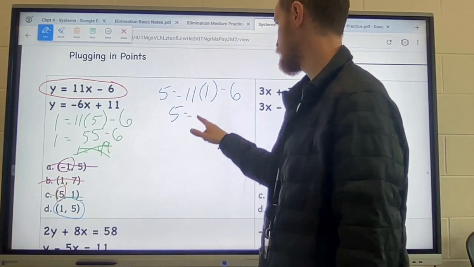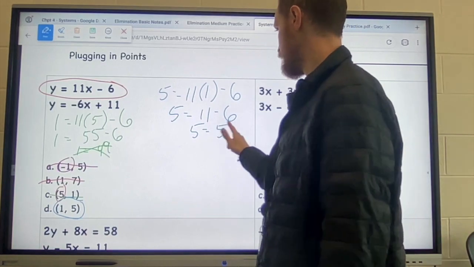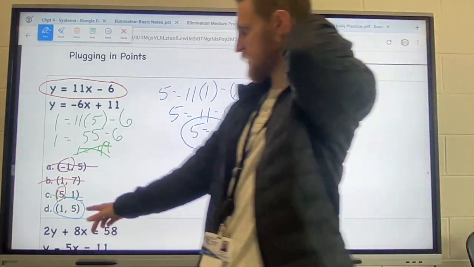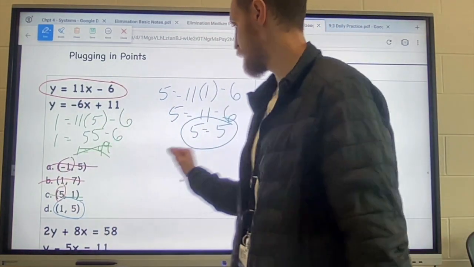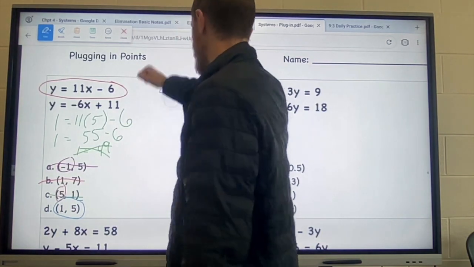So 5 equals 11 minus 6. Oh, what do you know? That's true. 5 does equal 5. That one would work. So if I put this where that is, that's going to work. Now this is a system of equations, so we want it to work for both of them. Go away. Go away. There we go.